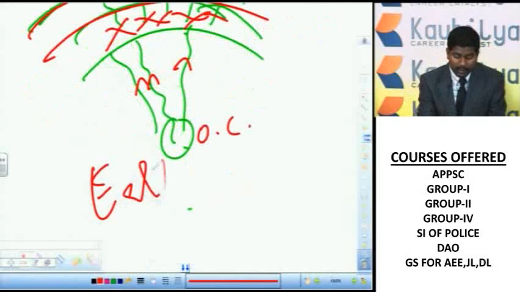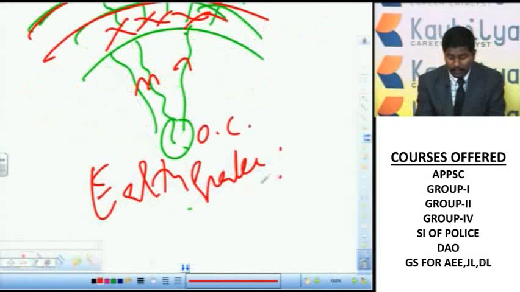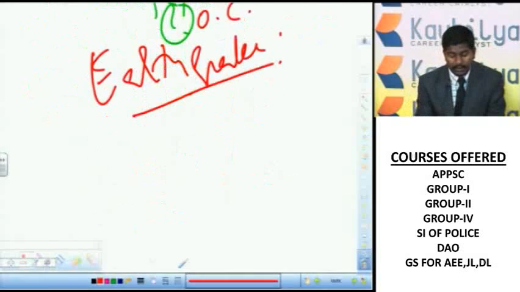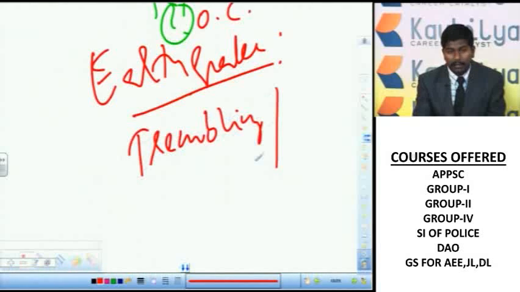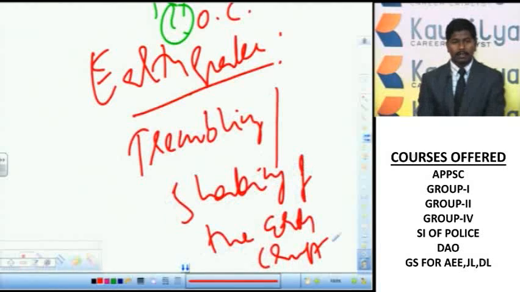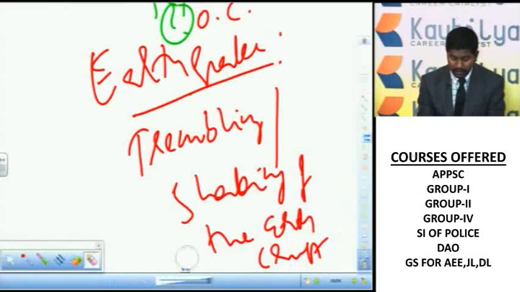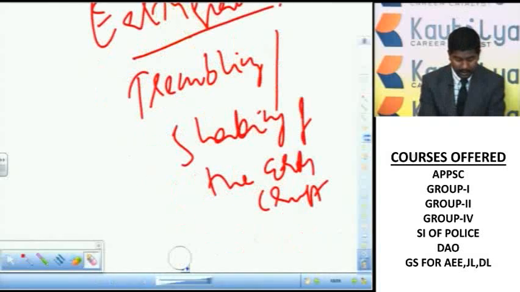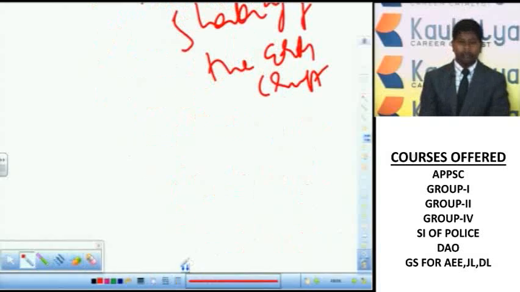So an earthquake is nothing but the trembling or shaking of the earth crust. It is the shaking or trembling of the earth crust due to internal disturbances.